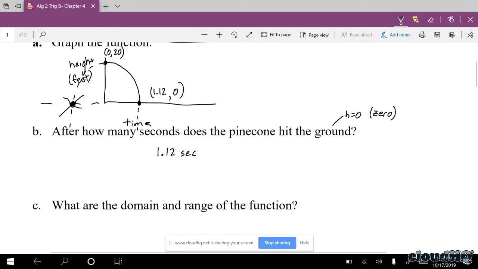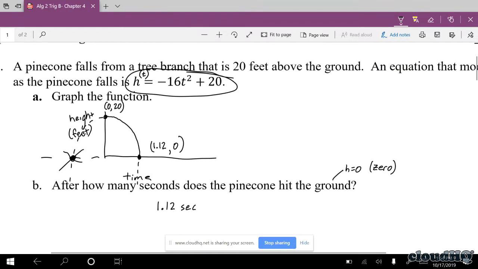I plugged the equation into the calculator. So I plugged in y equals negative 16 t squared plus 20. I graphed it on the calculator, and then I used the 0 function, second trace, chose 0, did left bound, right bound, and then guessed to figure out what exactly that was.